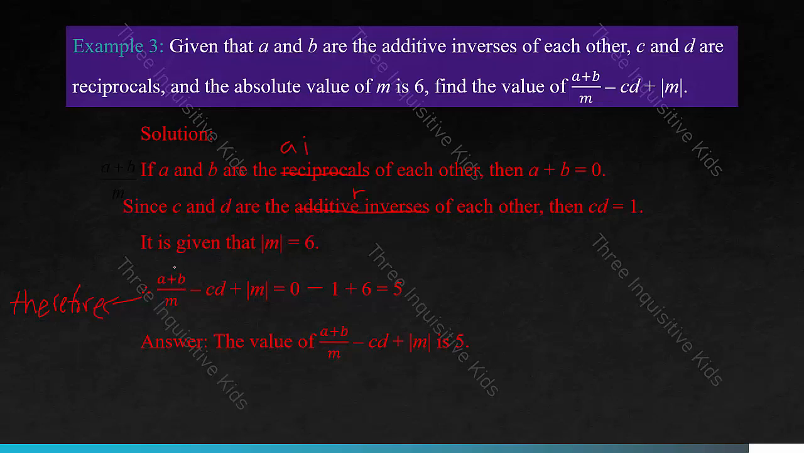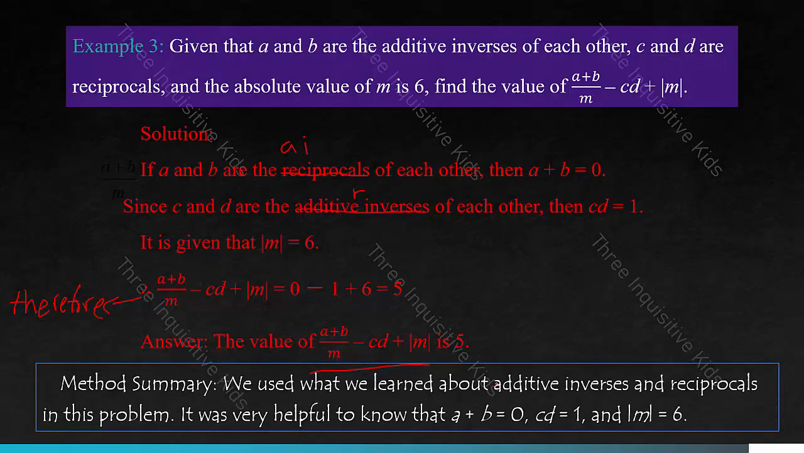The sum of (a plus b) over m minus cd plus the absolute value of m, when replaced with its values, is 0, because we know that a plus b equals 0, and if the numerator of a fraction is 0, then it just equals 0, minus 1, because cd equals 1, plus 6, because that's the absolute value of m, and that gives us 5. So the value of this expression would be 5, and that is our answer.